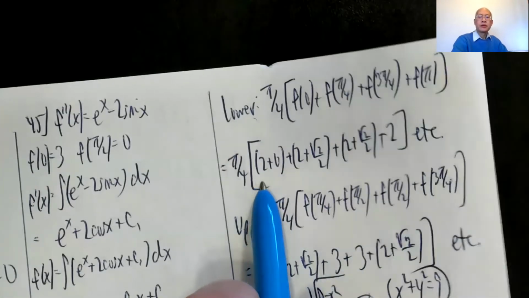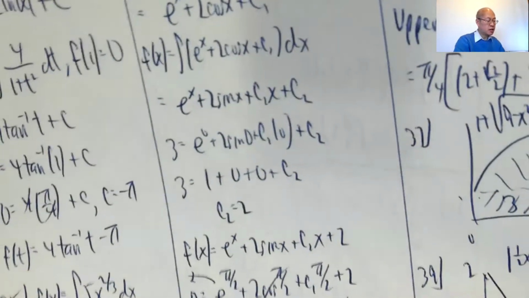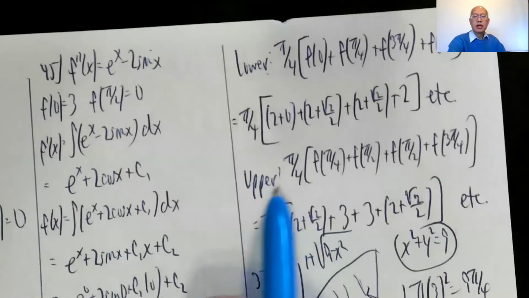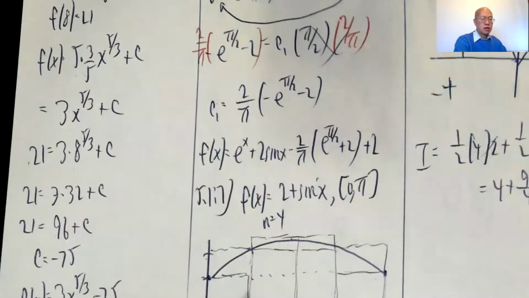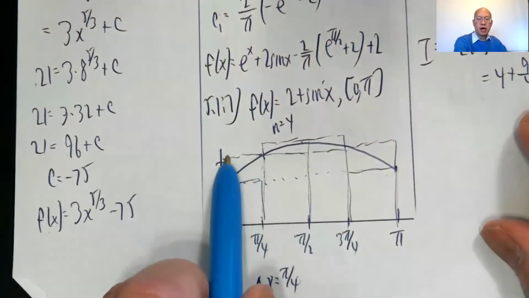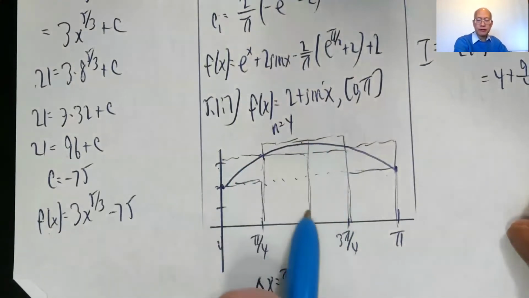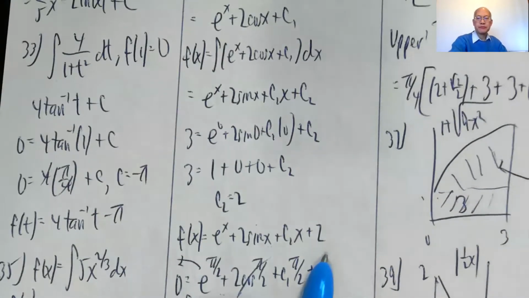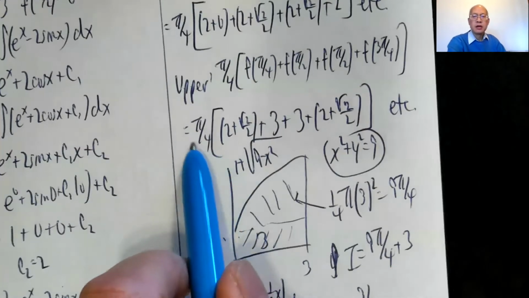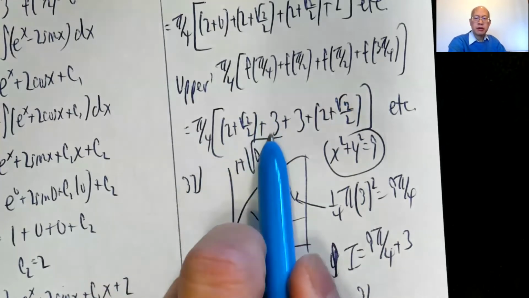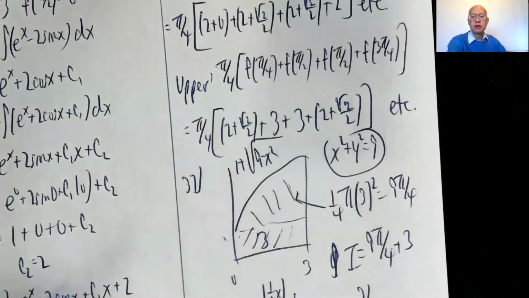Okay. The function is 2 plus sine x. So 2 plus 0, 2 plus radical 2 over 2, 2 plus radical 2 over 2, plus 2. Okay. And you can clean that up. And for the upper sum, well, between 0 and pi over 4, the upper would be taking f of pi over 4. The next one, pi over 2. The next one, also pi over 2. And the next one, 3 pi over 4. So it's pi over 4 times 2 plus radical 2 over 2, plus 3, plus 3, plus 2 plus radical 2 over 2. You can clean that up.